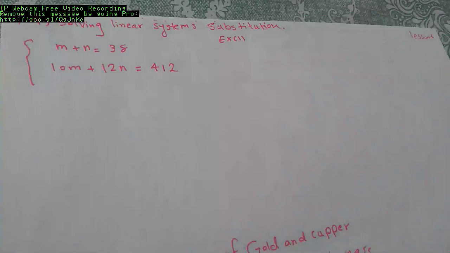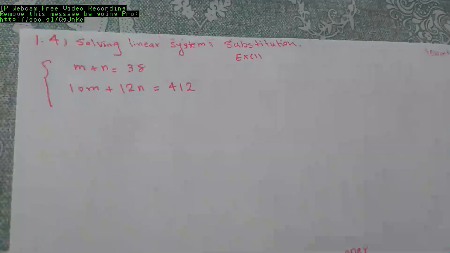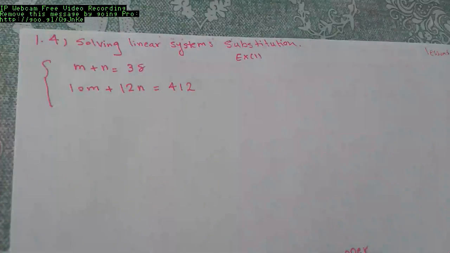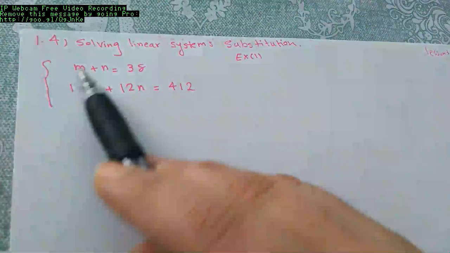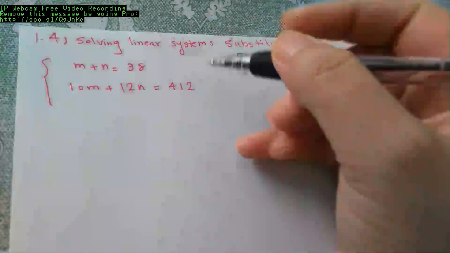Okay, today's lesson is solving linear systems using substitution. So you have a two-system of equations. Solving a linear system means two lines are given to you and you want to find the point of intersection. To do that, it's easier to rearrange for m, or you can rearrange for n.